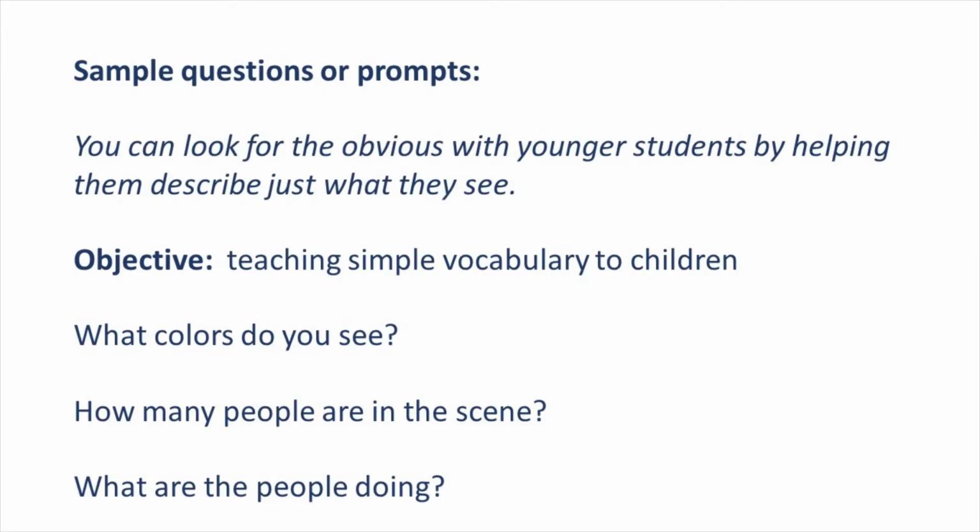You can look for the obvious with younger students by helping them describe just what they see. Our objective is to teach simple vocabulary to children. What colors do you see? How many people are in the scene? What are the people doing?